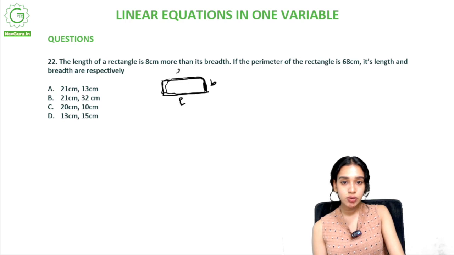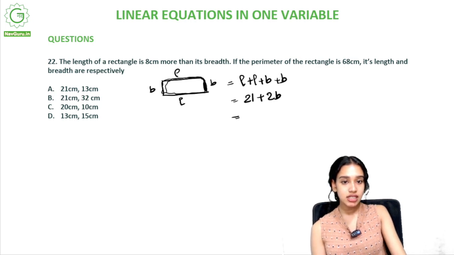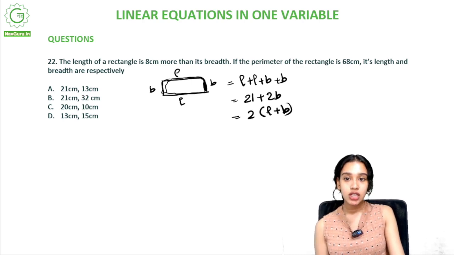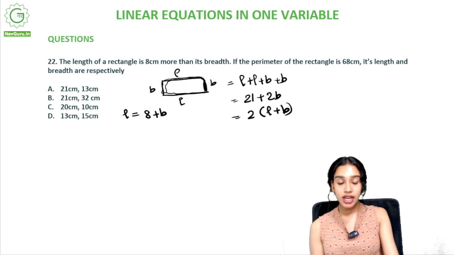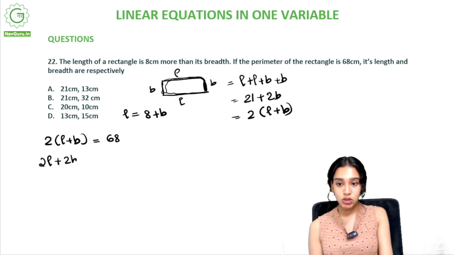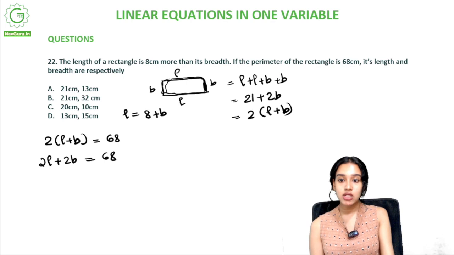So this would be L and this would be B, which is L plus B plus L plus B. So this becomes 2L plus 2B, and taking 2 common out, 2 into L plus B is the perimeter of the rectangle. So it said that the length of the rectangle is 8 centimeter more than its breadth. So length is equal to 8 plus breadth, right? So the perimeter is given, which is 68 centimeter. So 2 into L plus B is equal to 68 centimeter, right? And this becomes 2L plus 2B is equal to 68. Now what is L? L is equal to 8 plus B.